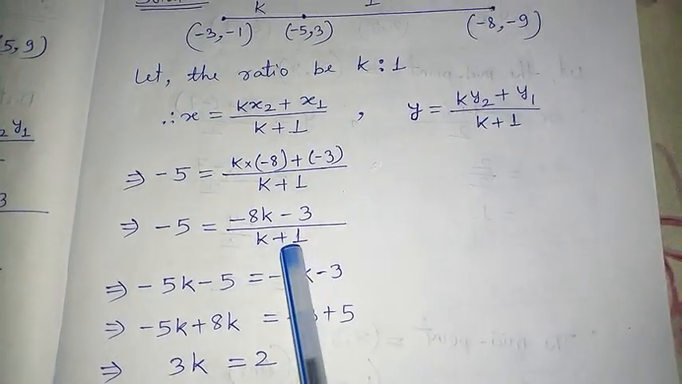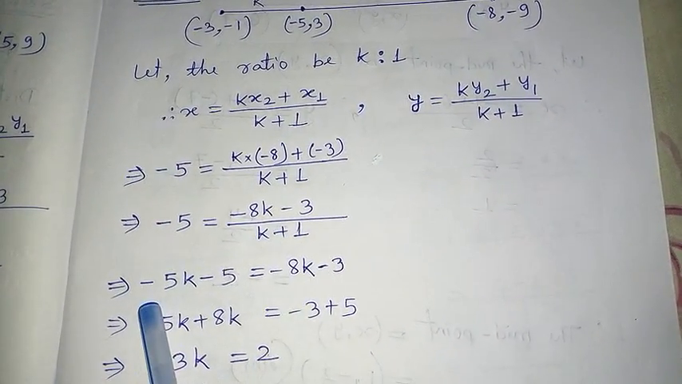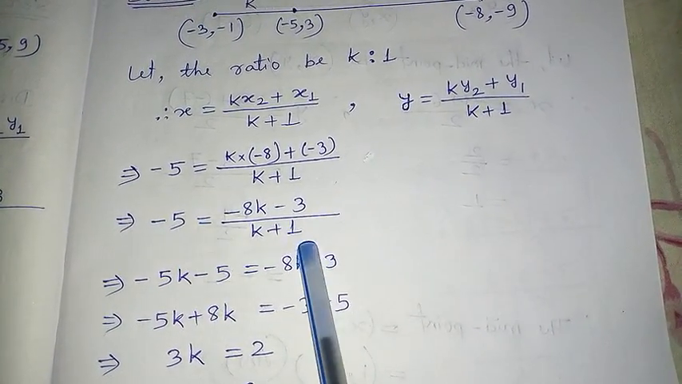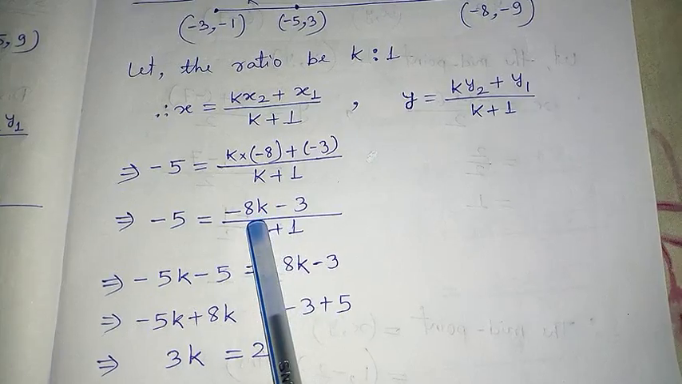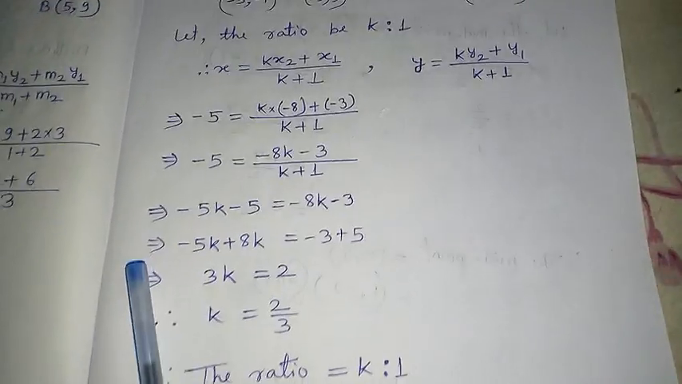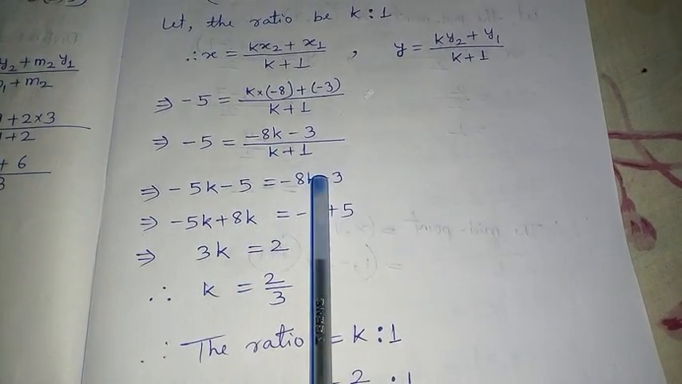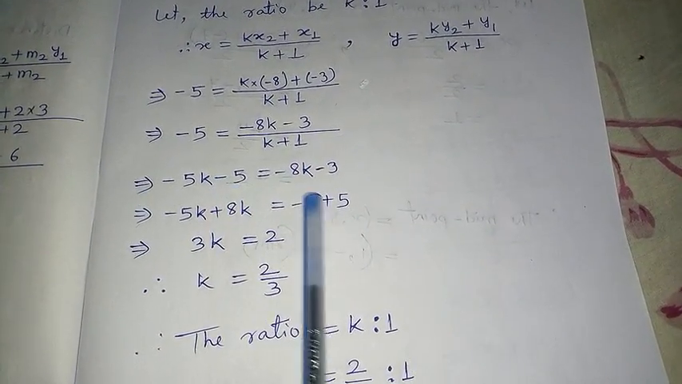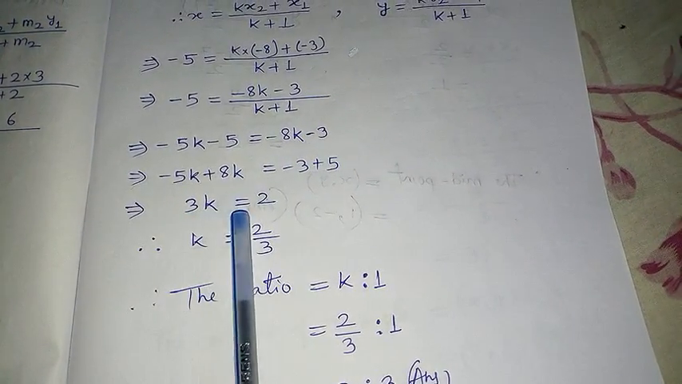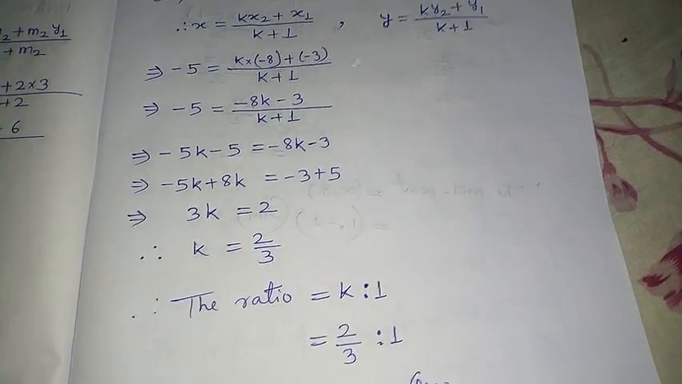Now I will cross multiply. I can cross multiply anything. Here I multiply like this. Minus 5 into k, minus 5k, minus 5 into plus 1, minus 5. 5 ones are 5, plus into minus, minus. And minus 8k minus 3 with 1. Same thing. Now the k will come this side, the number will go that side. Minus 5k and plus 8k, because minus 8k is coming here. And minus 5 comes this side, plus 5, and minus 3 is here. Our answer is 3k equal to 2. After subtraction, 3k equal to 2, k equal to 2 by 3.